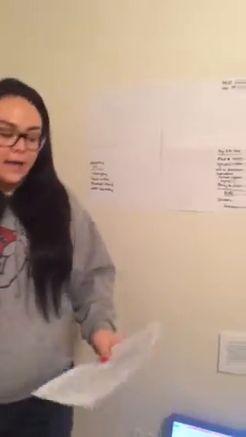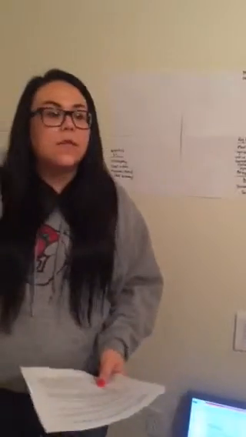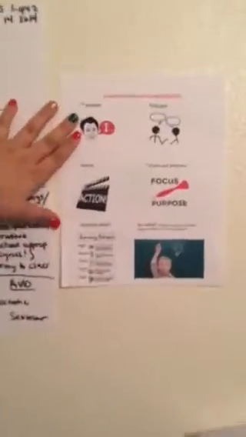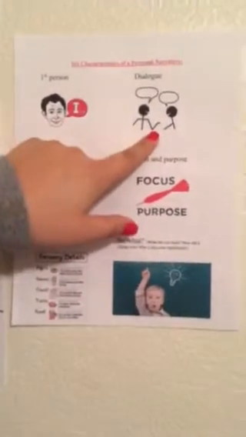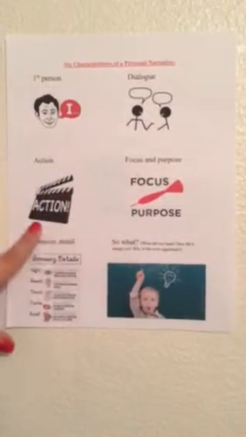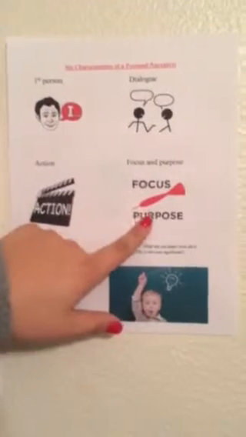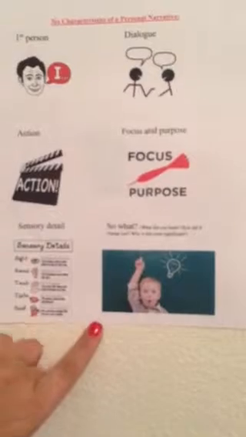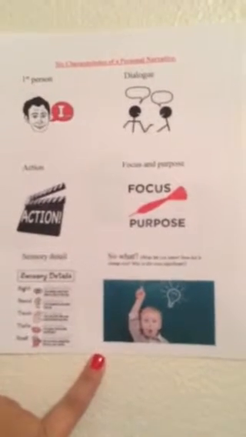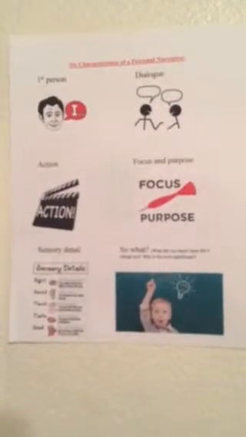Class, think back to the personal narrative characteristics videos that I showed you last class. Remember that a personal narrative will consist of 6 characteristics. 1, first person, so you're using I. Dialogue, a little bit, not a lot. Action, focus and purpose. Sensory detail, and so what? What did you learn? How did you change? And why is this event significant?